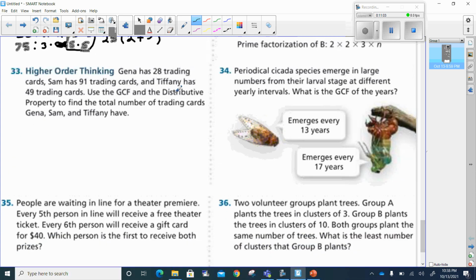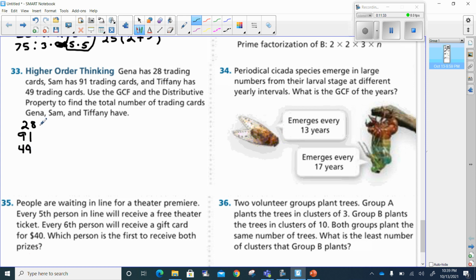In the next question, Gina has 28 trading cards. Sam has 91 trading cards, and Tiffany has 49 trading cards. Use the greatest common factor and distributive property to find the total number of trading cards that Gina, Sam, and Tiffany have. Again, find the greatest common factor of 28, of 91, and of 49.